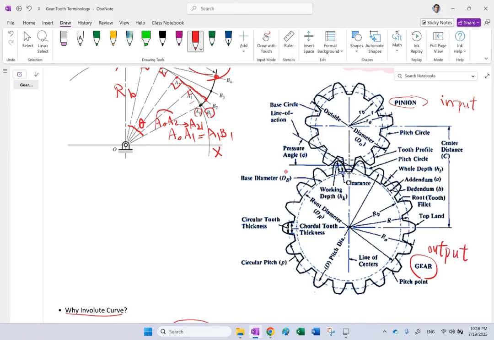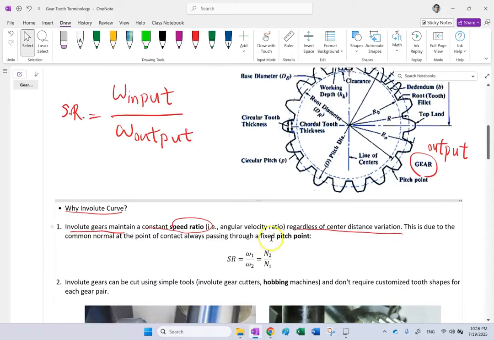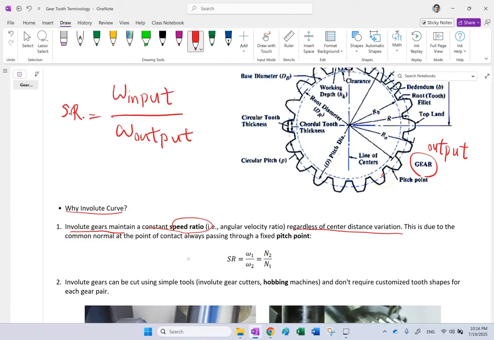Then the speed ratio is defined as the angular velocity of the input divided by the angular velocity of the output of a system. So this is what we typically define as the speed ratio, input over output, and it could be in RPM or radians per second, as long as you stay consistent for both of them. And you can show that this speed ratio is equal to the number of teeth in the second gear divided by the number of teeth in the first gear.